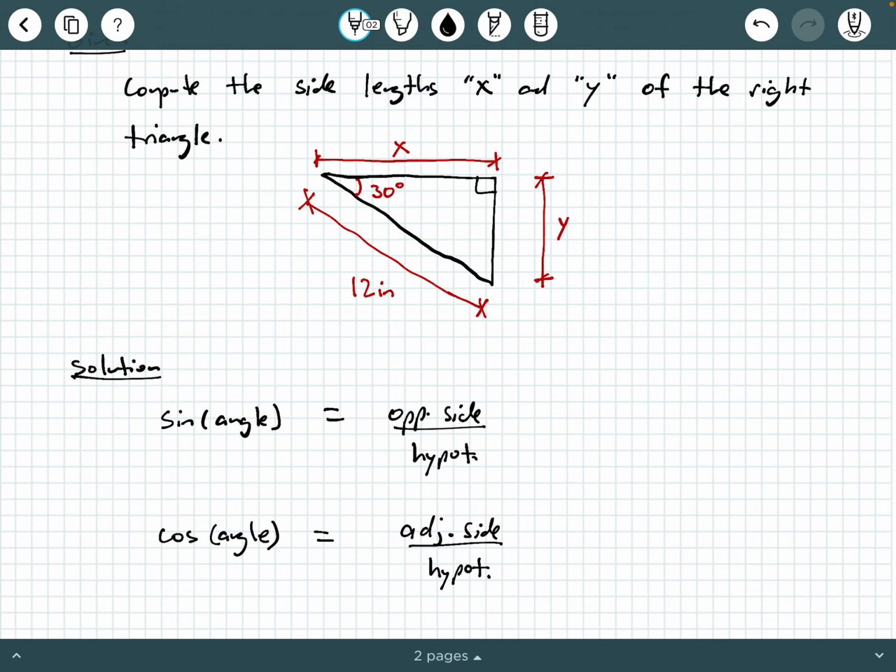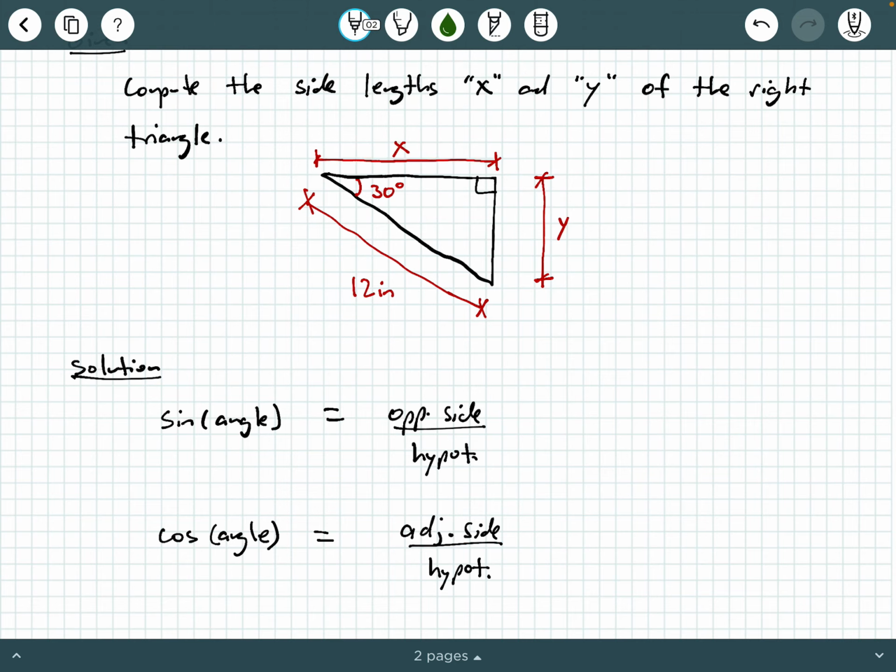It's not an issue at all. We still use the same idea. Look at the angle that you're given: an interior angle of 30 degrees. We know we're going to have to use that 30 degrees, and it's going to get built into the sine and cosine operation. We're also given the hypotenuse of 12 inches, which will get built into the denominators of the sine and cosine equations. What we're solving for are the opposite side and the adjacent side of the angle we're given.